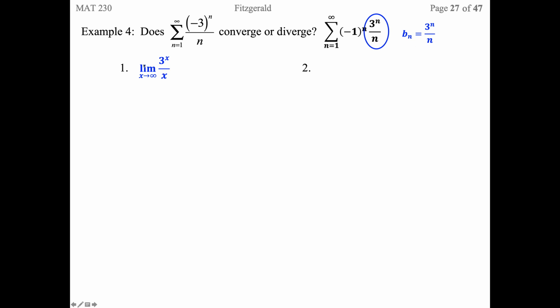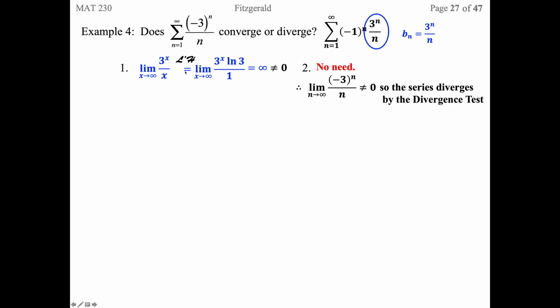So I like to do L'Hopital's rule as true functions. So that gives me the derivative of 3 to the x is 3 to the x, but then times the natural log of the base that you're using. The derivative of x is 1, and as you can clearly see, this is going to infinity, which does not equal 0. It doesn't exist. So no need to do step 2, and as we saw earlier, this is going to diverge because of the divergence test.